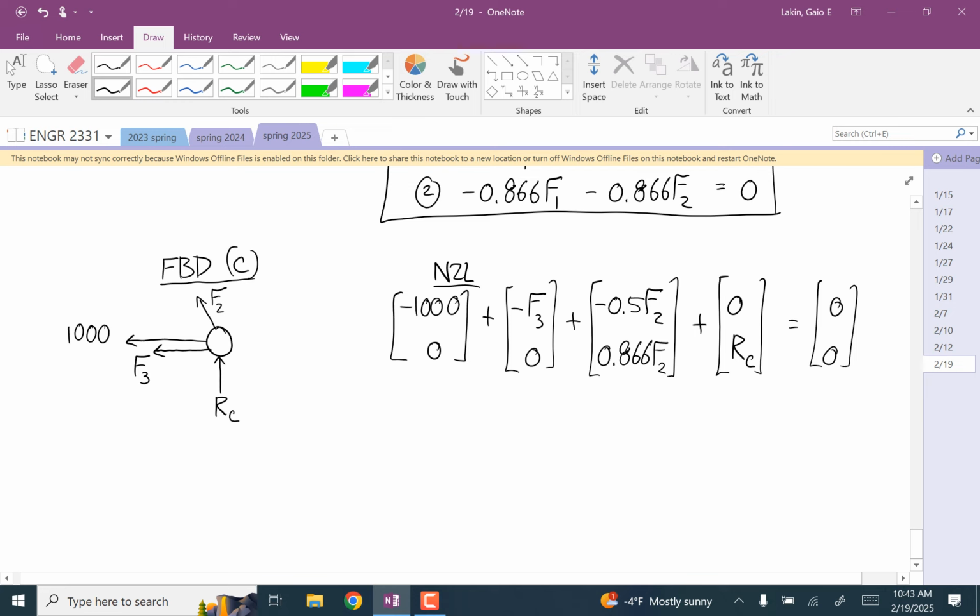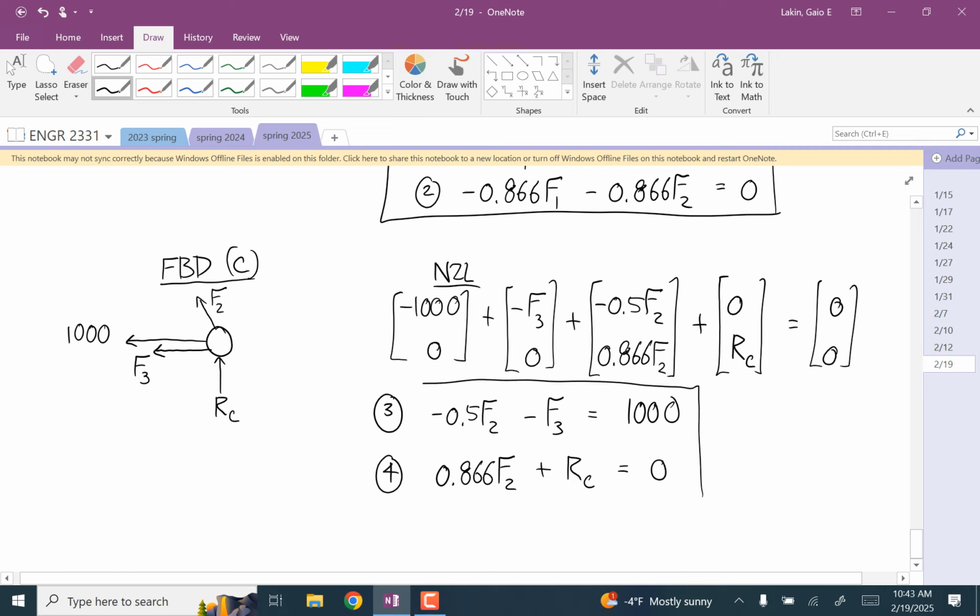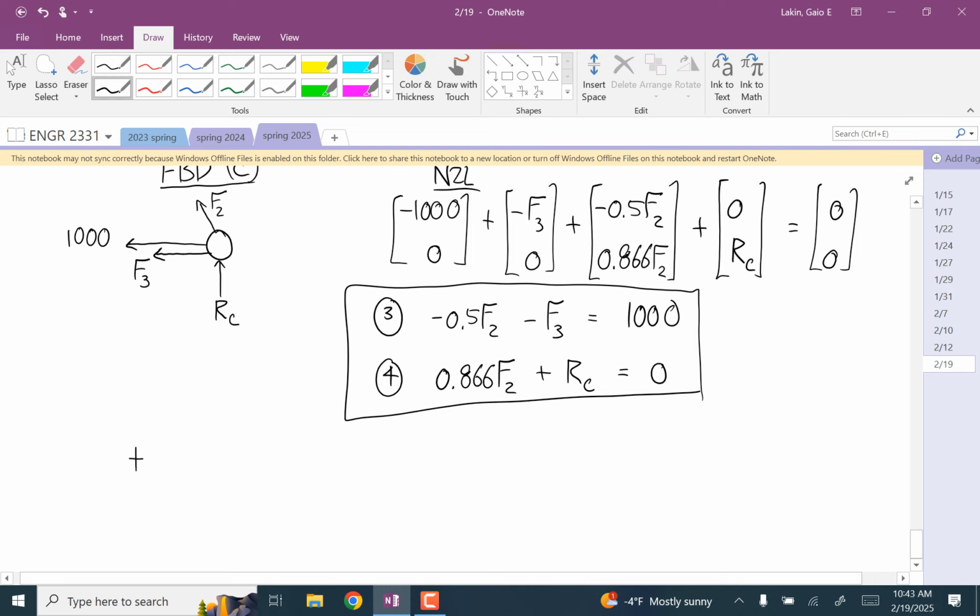And so our next two equations: our third equation says, I'm going to reorder these, negative 0.5 F2 minus F3 is equal to positive 1,000. And our fourth equation says 0.866 F2 plus RC is equal to 0. And now we have four equations for four variables.